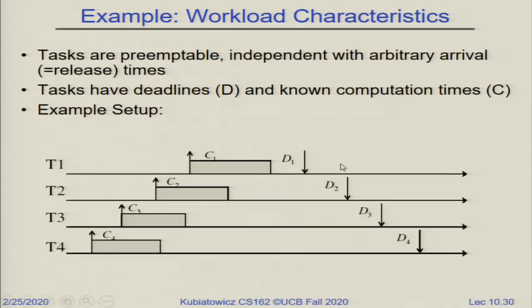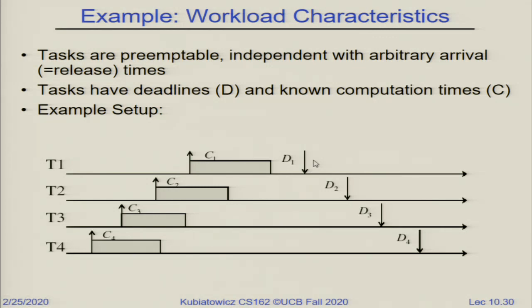So here's an example where we have task 1, 2, 3, 4. Task 1, notice, arrives here. It has a certain amount of computation and then a deadline there. So I have failed in my scheduling if my computation goes past the deadline. That's called a failure, okay?